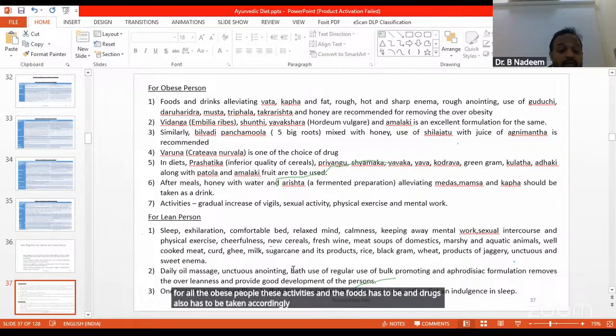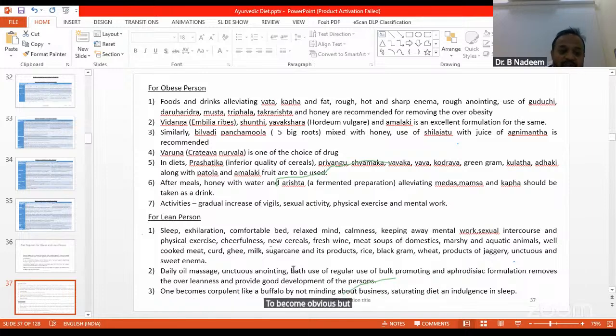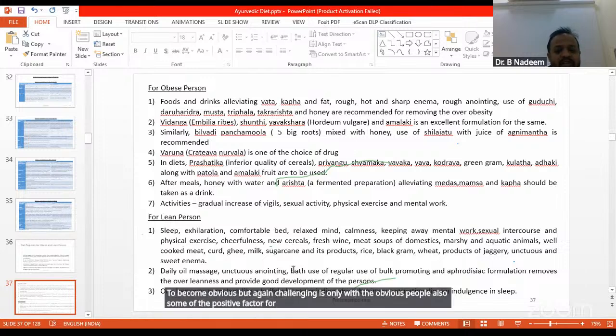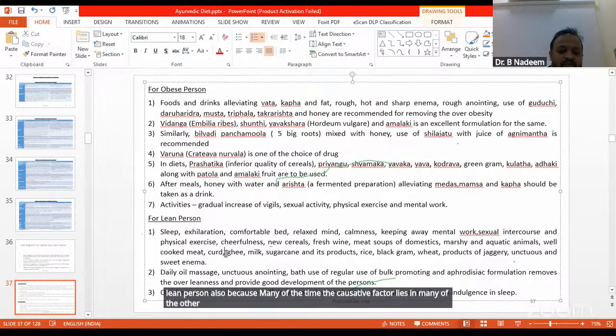Clear, everyone? So now let's go to the lean person. It is very easy for a lean person to become obese, and the challenge is only with obese people. Sometimes it also becomes challenging for a lean person, because many times the causative factor lies in many other disorders and diseases taking place. So now let's understand for the lean person.